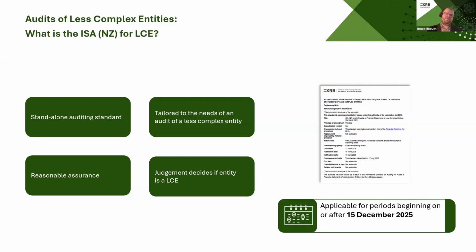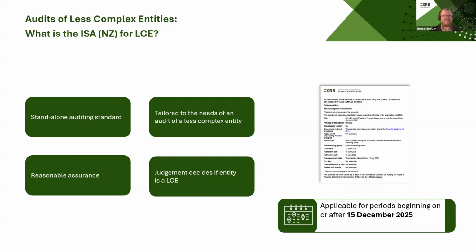And I thought today we'd start off with some of the key messages or key aspects of the standard. It's a standalone standard. It's tailored to the needs of an audit of a less complex entity. So standalone is you just use this standard to undertake the audit. You don't need to go off and refer to any of the other ISAs or NZAS1. The standard is built on the foundation of the current auditing standards, those ISAs. So audits performed using the standard provide the same level of assurance as the full ISAs. That is reasonable assurance.